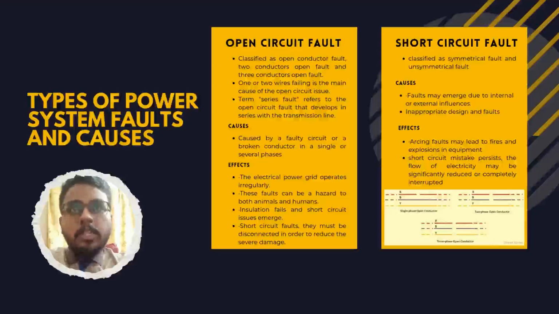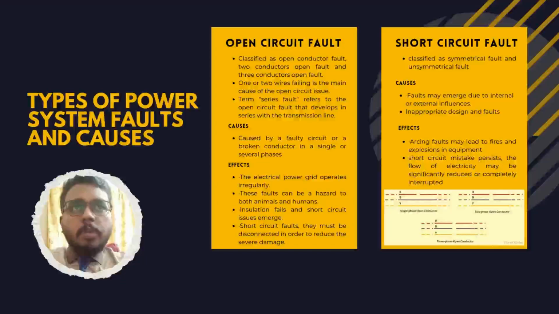Next are the causes and effects of open circuit faults. They are caused by a faulty circuit or broken conductor in a single or several phases. The consequence is that the electrical power grid operates irregularly. Faults can be a hazard to both animals and humans when the voltage is raised over typical levels in some parts of the network. Insulation fails and short circuit issues emerge, and even though this kind of fault may be tolerated for a longer period of time, a short circuit fault must be disconnected in order to reduce severe damage.